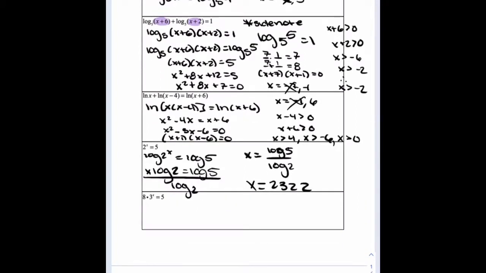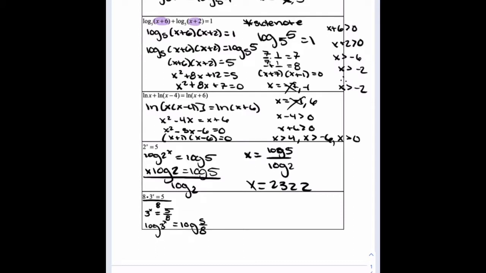Alright, for the next one, we're going to do the same thing, but first I have 8 times 3 to the x. I can start by dividing both sides by 8. So now I have 3 to the x equals 5 divided by 8. Now multiply by log on both sides. So I have log 3 to the x equals log 5/8.